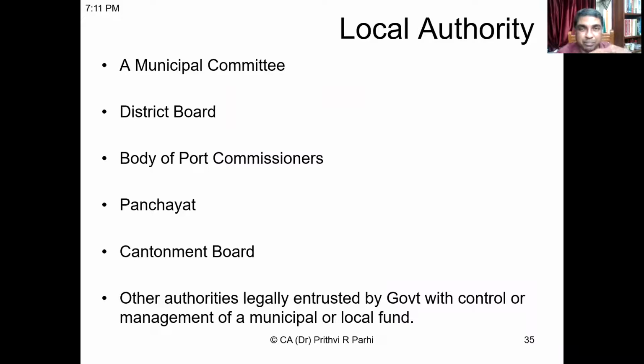Now the next type of person is local authority. Local authority: these are the examples only. What is local authority? It has not been defined. So you have to understand it with the help of examples like municipal committee, district board, body of port commissioners, panchayat, cantonment board. These are the examples of local authority. These are the authorities who are legally entrusted by government with control or management of a municipality or a local fund. They are called local authority. Okay.